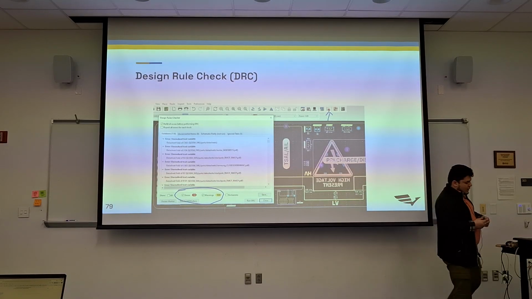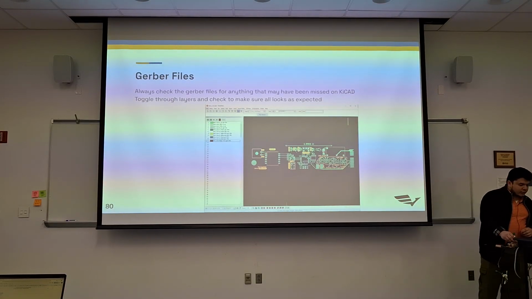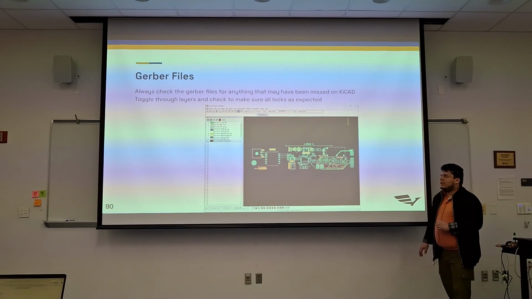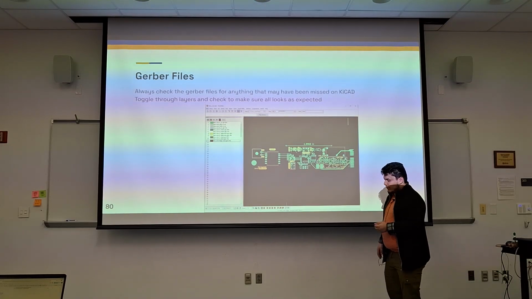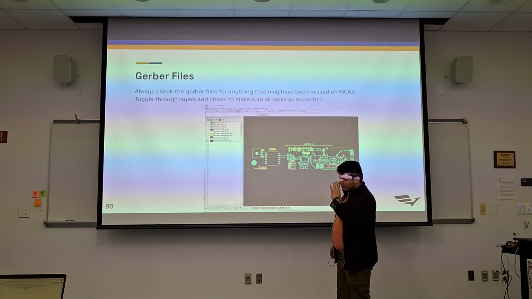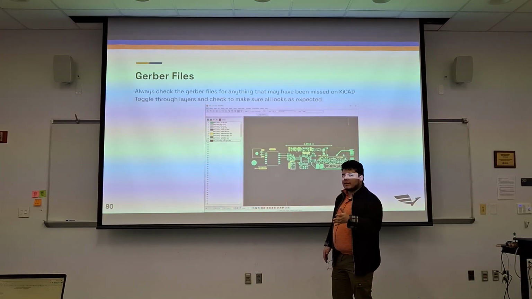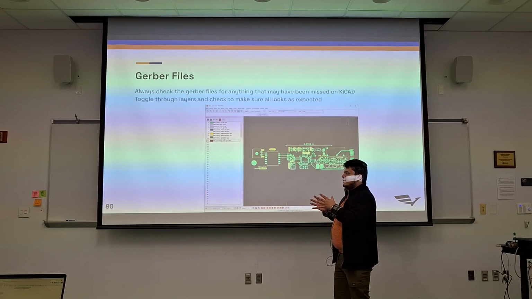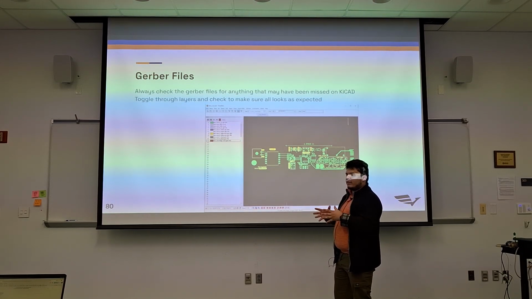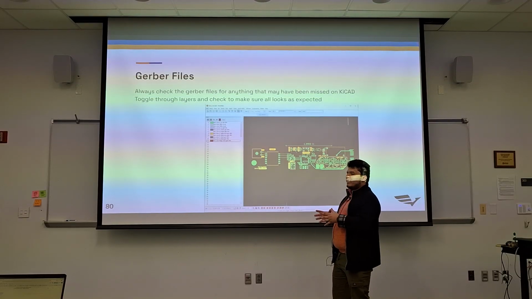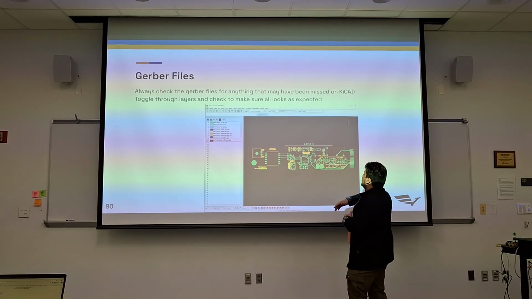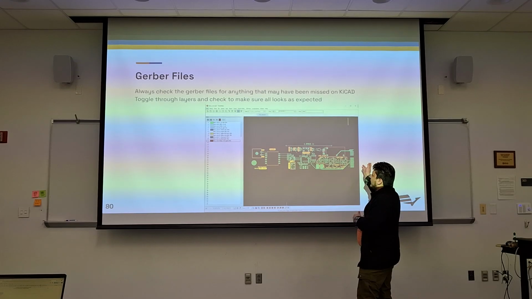And so what I always recommend is checking the actual Gerber files. Now, KiCad has a Gerber viewer. However, I would recommend looking at something else, because your manufacturer is not going to have the KiCad Gerber viewer. And sometimes the KiCad Gerber viewer might omit a few things.